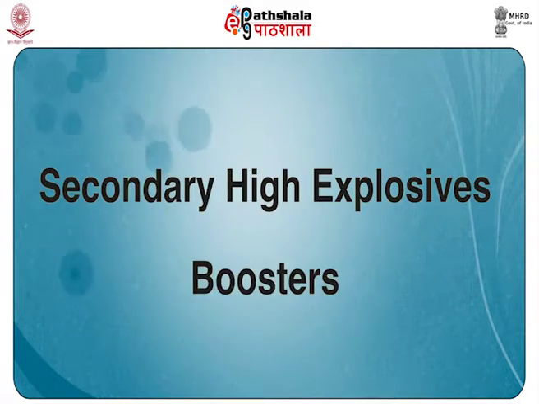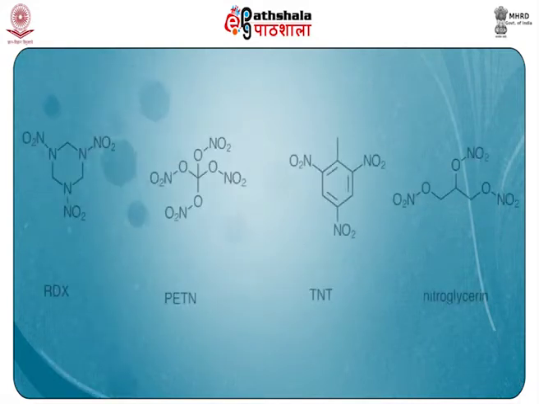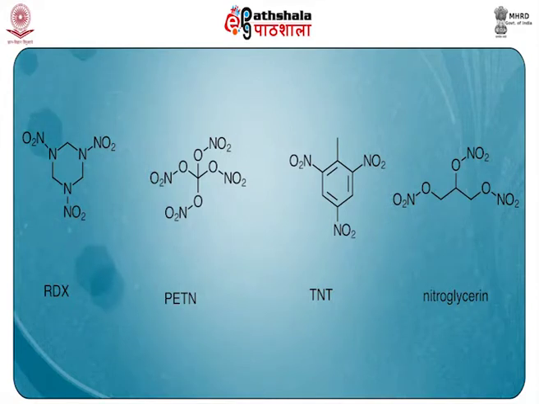Secondary high explosive boosters. An explosive booster acts as a bridge between a low energy explosive and a low sensitivity explosive such as TNT. It increases the explosive shock wave from an initiating explosive to the degree sufficient to detonate the secondary charge. PETN and RDX are categorized as boosters.